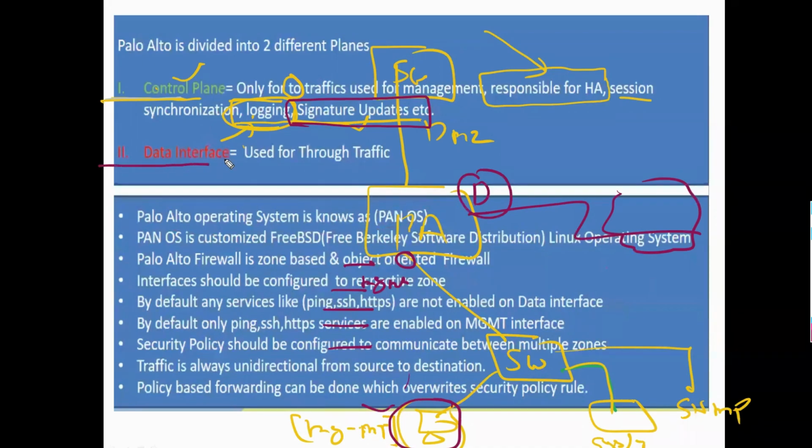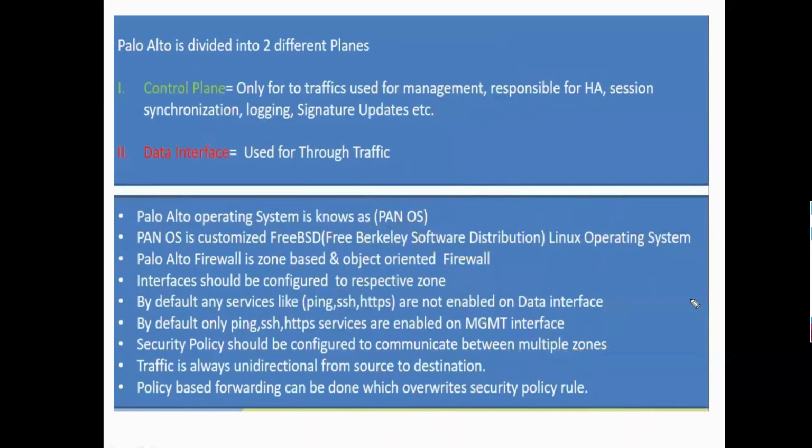Now, what about the data interface? The data interface is used for through traffic. For example, your LAN interface is a data interface. Your DMZ is a data interface. Your outside is a data interface.